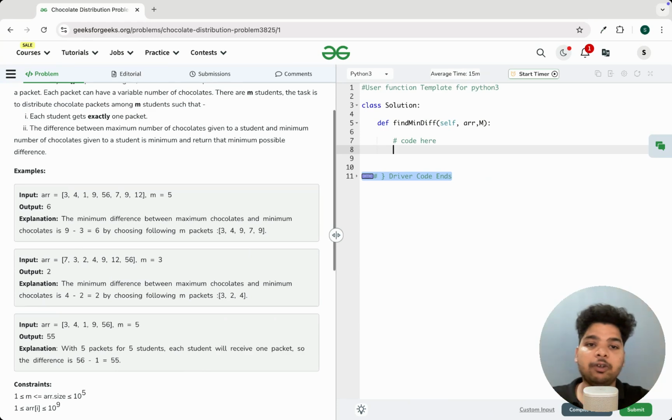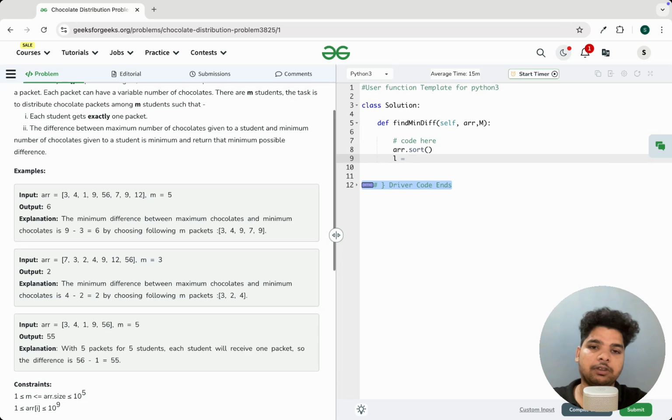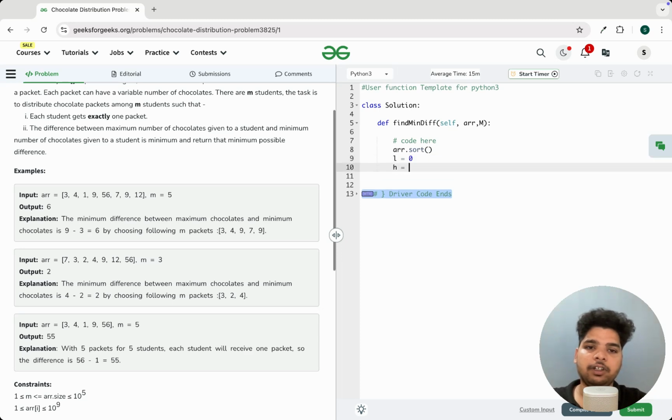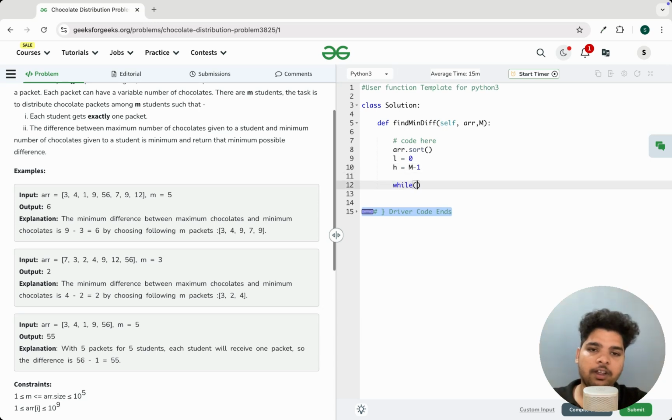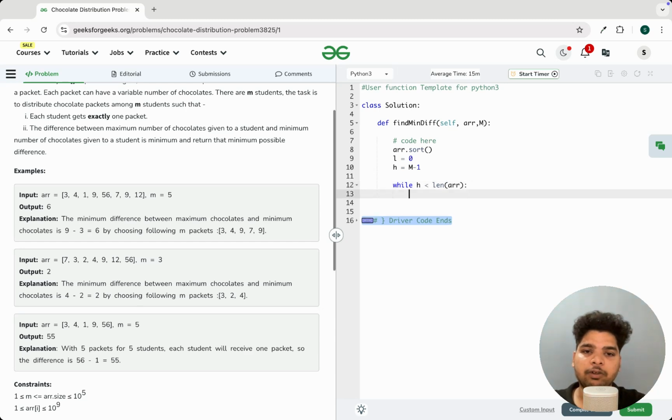First we'll sort this array, arr.sort. Then we'll take two pointers, low equals 0 and high equals m minus 1. We'll run a while loop, which will run till the high pointer is less than the length of the array. This will be our ending point. Then we'll calculate the difference, df equals arr of high minus arr of low.